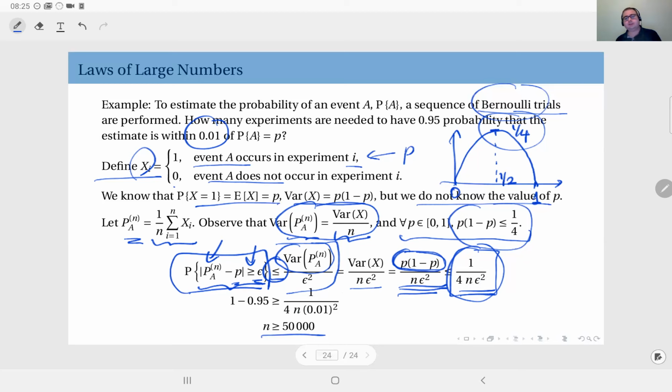So what does this tell us? To estimate the probability of an event A through repeated independent experiments, if you perform at least 50,000 experiments, you will be guaranteed to have your estimate within 0.01 of the true probability with 95% probability.